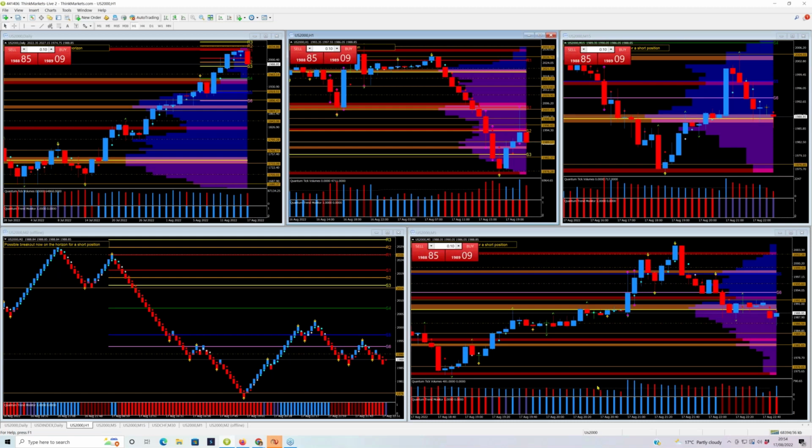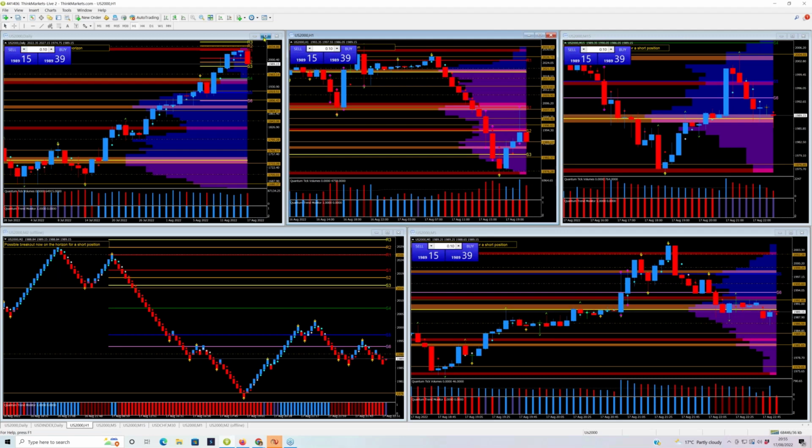And even if you don't participate, it allows you to see what's going on in the broader market without having to pay for expensive data feeds. I'm not saying a Bloomberg terminal, but you know what I mean. I know it's on investing.com, but you can have it on your platform.